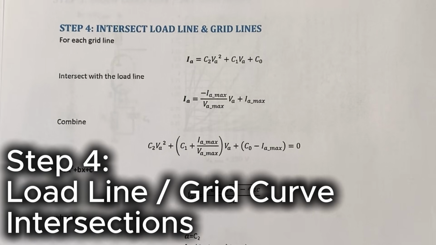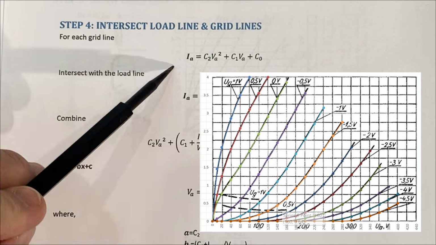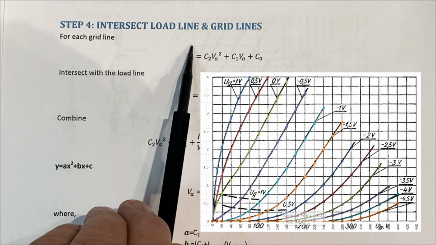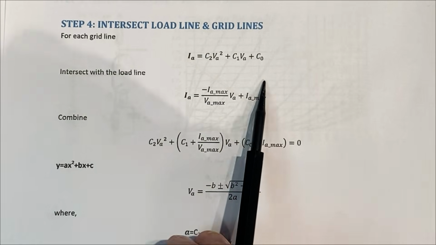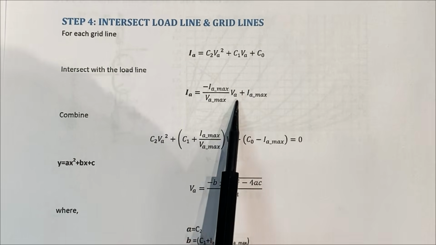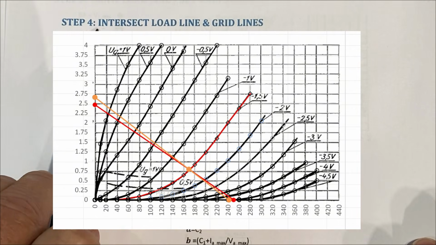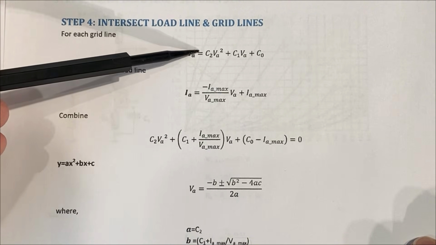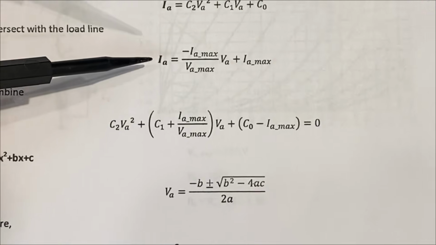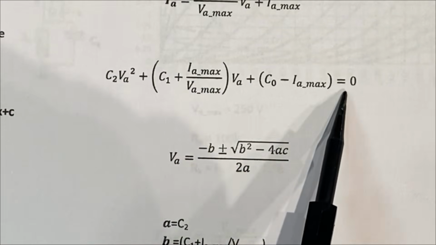Step number 4: recall how for each one of those grid lines, I have this second order polynomial with the coefficients, and for the load line, I have this equation where, given a plate voltage, I can calculate the current at the plate along the load line. What we need to know now is the intersection of that load line to the grid lines. To do that, we set one equation equal to the other, and we put all of the terms on one side of the equation, and it's equal to 0 now.